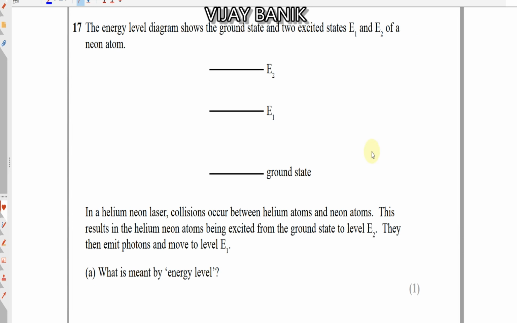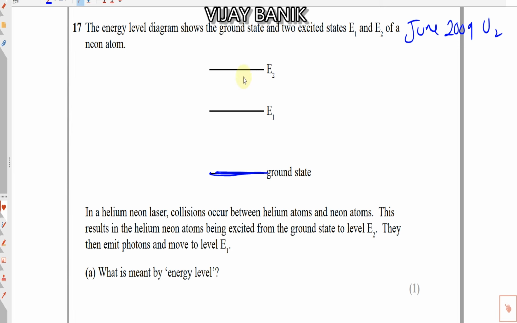So this is our next question from June 2009 itself. It is the same paper, June 2009 unit 2. So now they said the energy level diagram shows a ground state. Remember, the lowest level is always the ground state. This is the place where the electron is most stable, and two excited levels, E1 and E2.